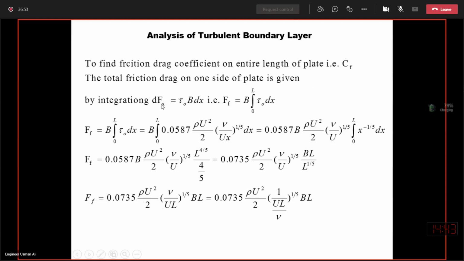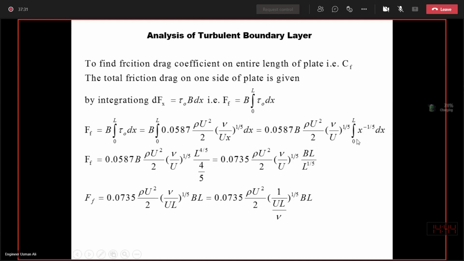Just like the laminar flow, dFx is tau naught b into dx, and the total friction drag is b into the integral from 0 to L of tau naught into dx. This is just a repetition of the laminar boundary layer. Putting the value of tau naught for turbulent flow and simplifying it again, I advise you to do this simplification at your places. So this is 0.0587 into b, because all this is constant, rho u square by 2, nu over u power 1 by 4. All the constants have been taken out, and the remaining will be the integration from 0 to L of x power minus 1 by 5 into dx.